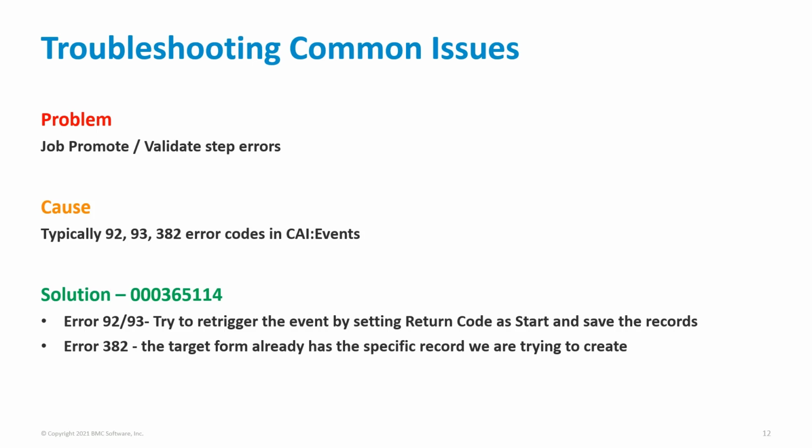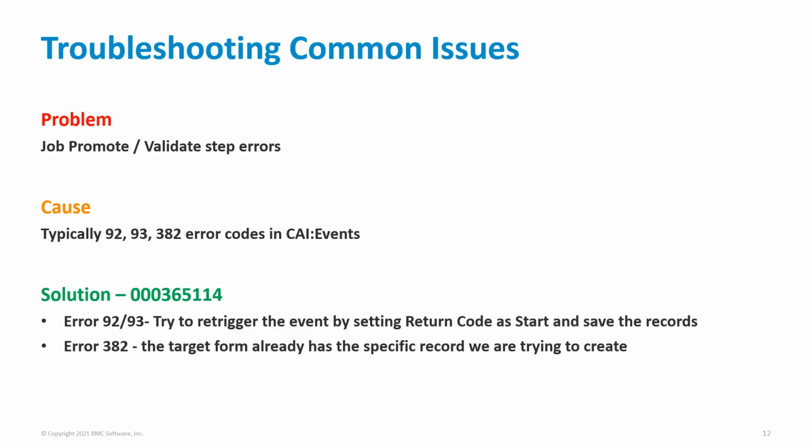Typically, we receive a 92 timeout or 93 error or 382 codes, which take separate routes to fix. For example, 92 or 93, you can re-trigger the event by setting the return code as start and save the record. If it processes, it means that the server was busy during the time and the thread is freed to perform the DMT processing. If not, then reach out to support.